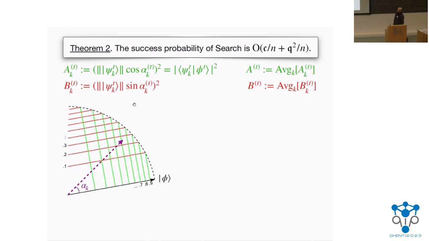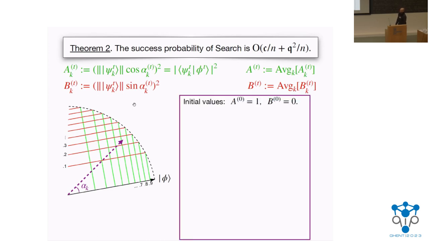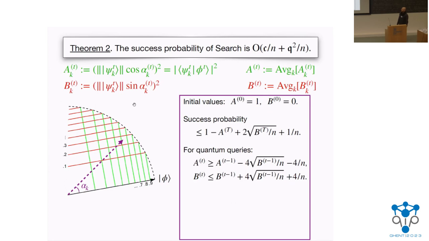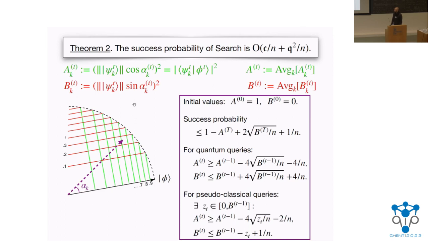And again, these progress measures are defined using these states psi k and phi. And just like for theorem 1, we can say something about the initial values of these things, and something about how these progress measures relate to success probability. We can bound by how much they can change by quantum queries and by how much they can change by pseudo-classical queries.